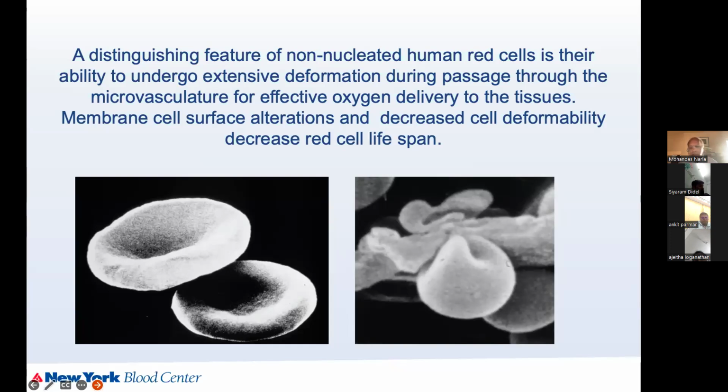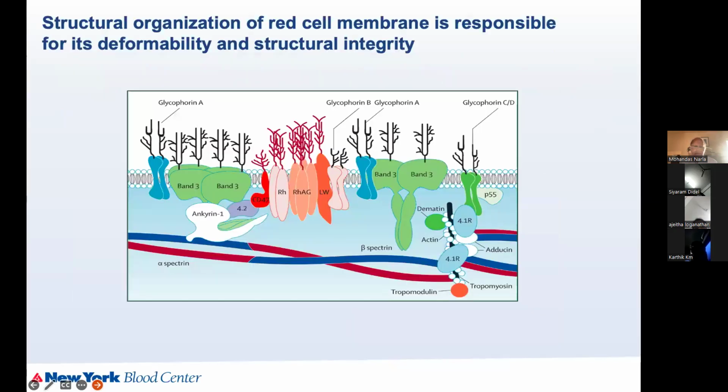Normal red cell lifespan is about 120 days, and in this anemia, it can vary anywhere from 10 days to 90 or 100 days. So, depending on the extent of decreased lifespan, the anemia is obviously more serious. So I'll show you some examples of how it could be in sickle cell disease.